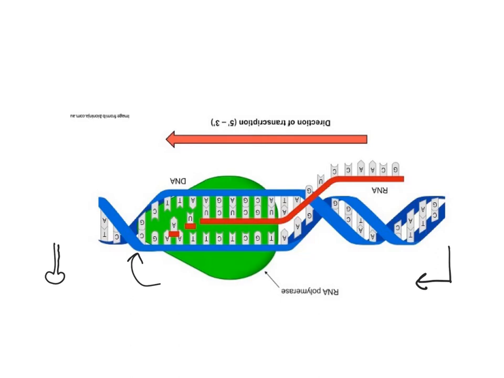Now, transcription moving in this direction still makes perfect sense because, of course, the strands of DNA are anti-parallel, which means that this is the 5' end of the bottom strand and this is the 3' end of the bottom strand. So the direction of transcription is still 5' to 3', and our new RNA is being made 5' to 3', as it must be.